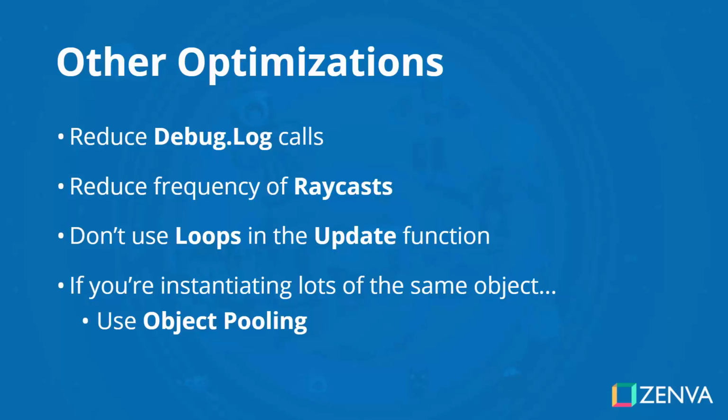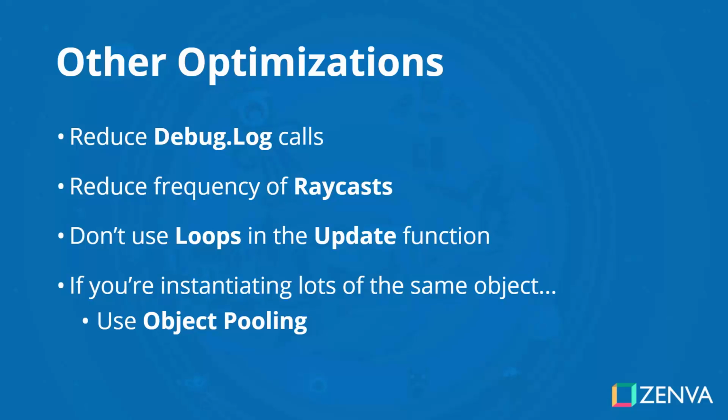Some other optimizations are reducing Debug.Log calls. I know when you want to test out certain things, certain functions, if statements, you'll be chucking in Debug.Log calls constantly. And the problem with that is Debug.Log is actually quite expensive as well. So I recommend that once you have finished testing it out, you just remove that from the code, because as well as impacting performance, it also clogs up your console for other important messages.